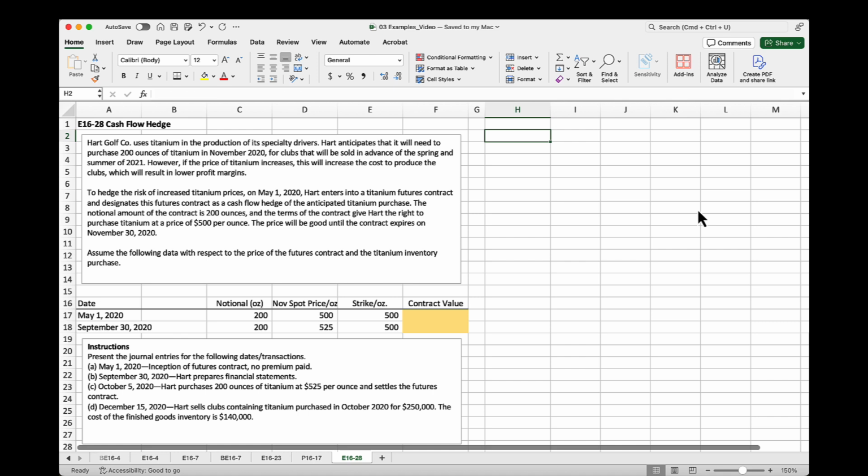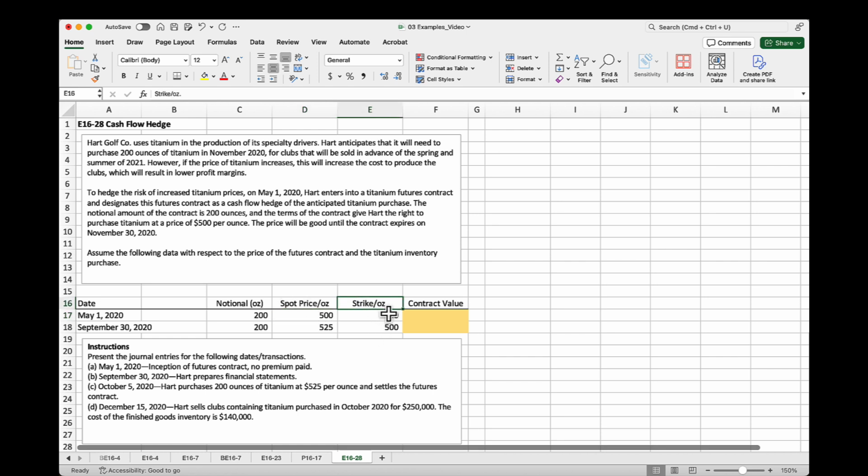The notional amount of the contract is 200 ounces, and the term of the contract gives Hart the right to purchase the titanium at a price of $500 per ounce. The price will be good until the contract expires on November 30th of 2020. Assume the following data with respect to the price of the futures contract and the titanium inventory purchase. So we have our little chart down here that has the notional price in ounces. So that's in our contract. Our spot price in ounces, that is also in, so that is whatever the current market price is.